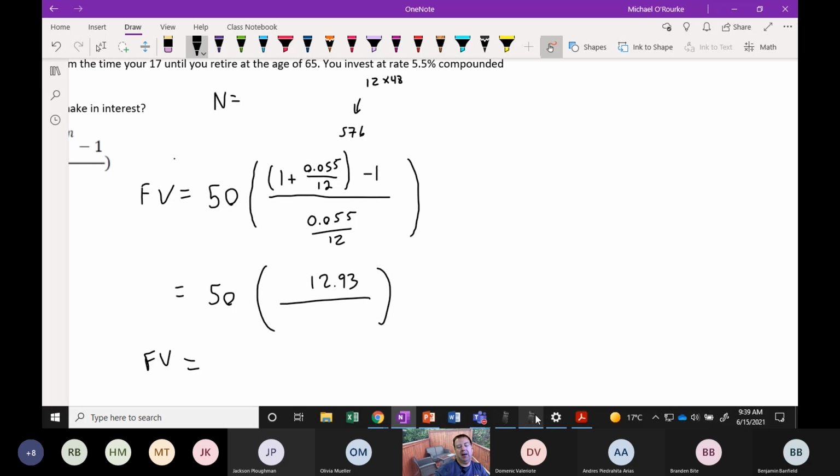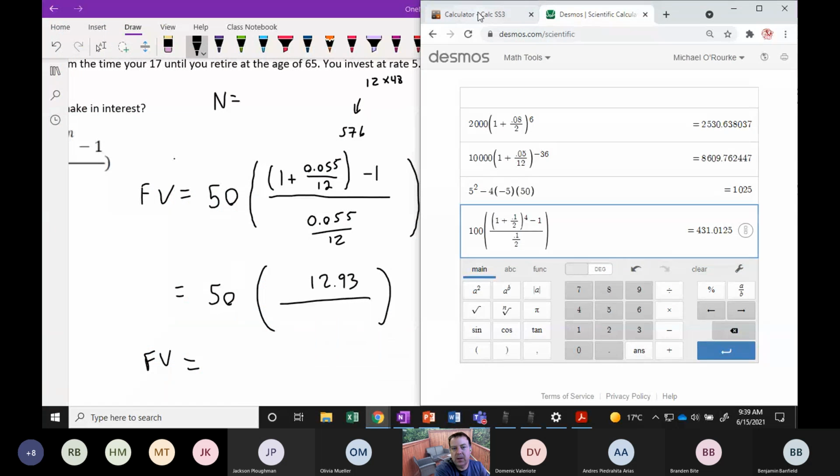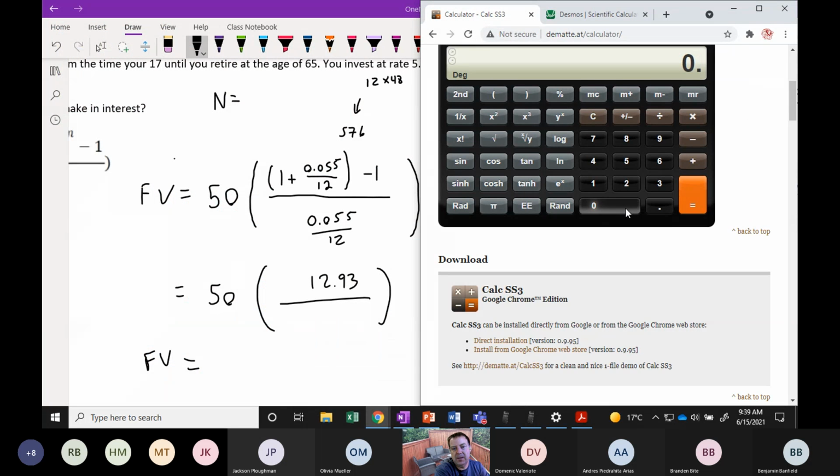Now, if you're using an iPhone calculator, what I would do is just do the middle part here first. I would go 0.055 divided by 12, plus 1, equals, to the power of 576, equals, minus 1, equals. And I should get the same number. Okay. Then on the bottom, I go 0.055 divided by 12, which is going to give me 0.0046.